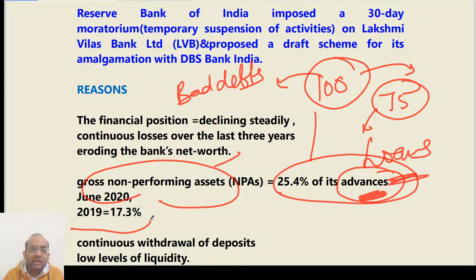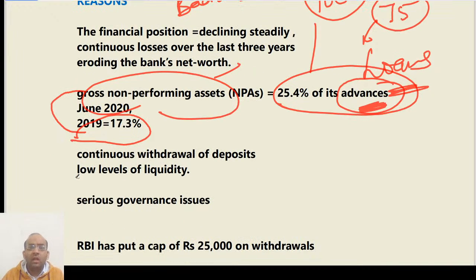So in 2019 it was 17%. So basically its performance was deteriorating year by year. So now you know that the bank is not able to recover its loans. So it means it is in loss. And if it is in loss, it would not be able to pay its creditors.